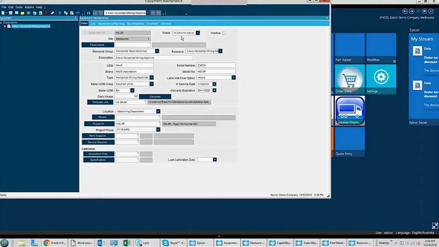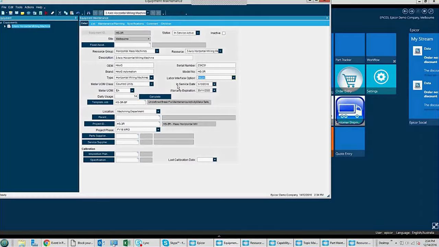Things like equipment status. Is it in service and active or is it offline? Who made it? Brand. What's the serial number? The model number. Now, when I'm looking at the labor interface, am I measuring this on the number of operating hours, or would I measure this on the quantity of production that gets put through, or would I do a meter value? Or do I just not interface to that at all and I just pull straight from the meters?